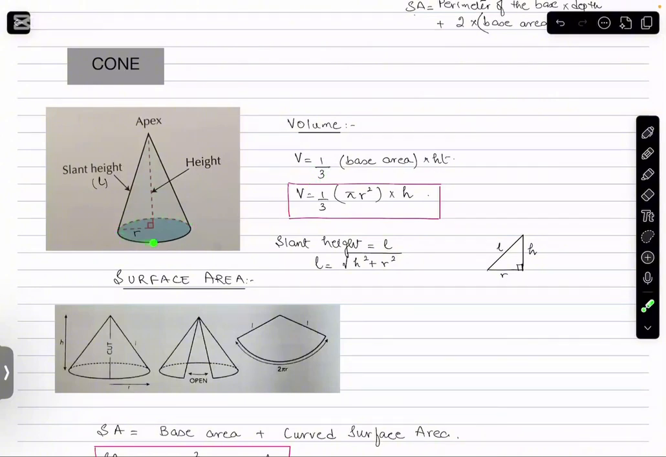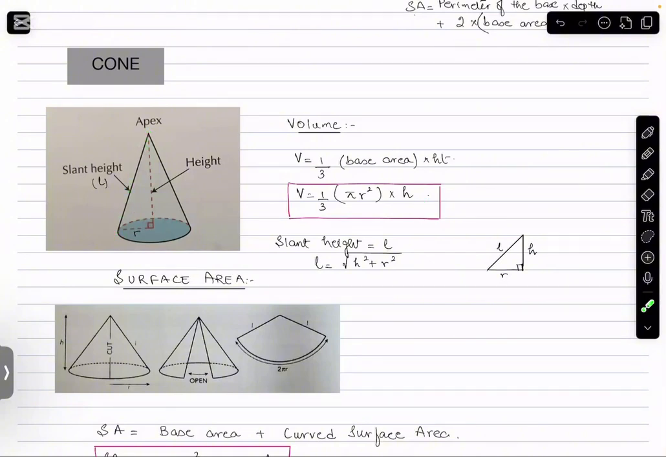What is the base area? That's your circle. 1/3 into pi r square. This is the circle times height. So always remember 1/3 हम उस वक्त apply करते हैं जब आपके पास depth straight नहीं होती, बल्कि you are getting something which is a slant. So this is the volume formula for the cone, 1/3 of base area, pi r square times height.